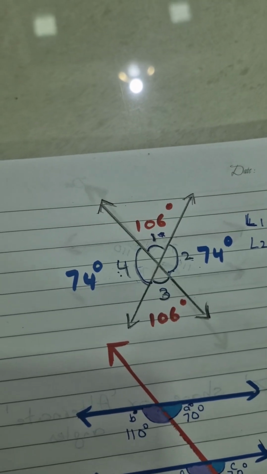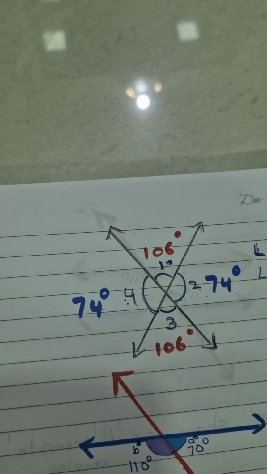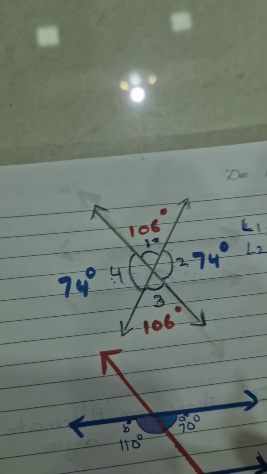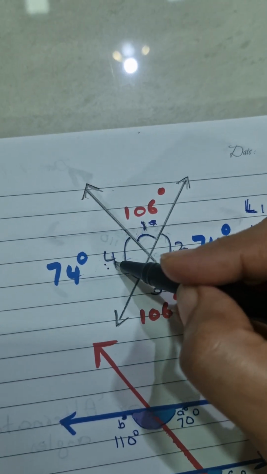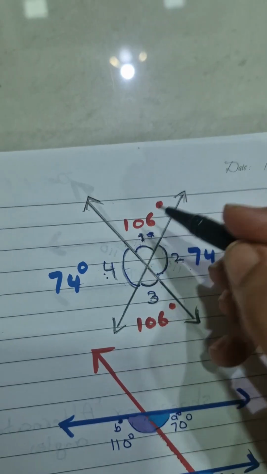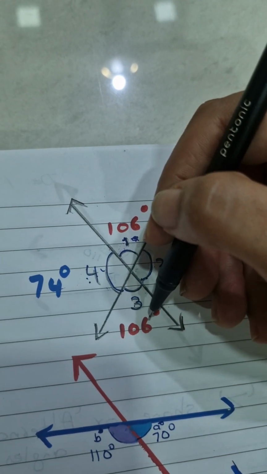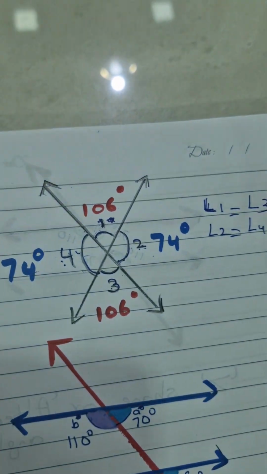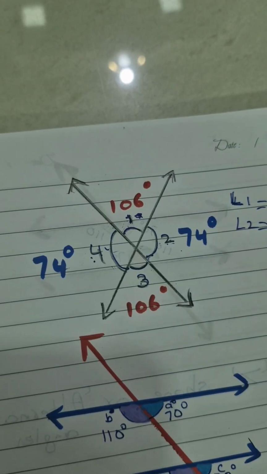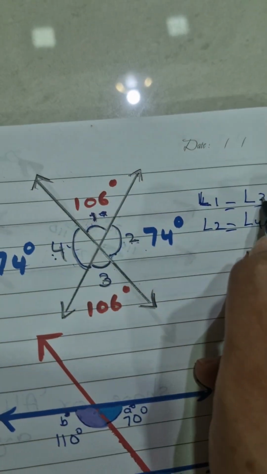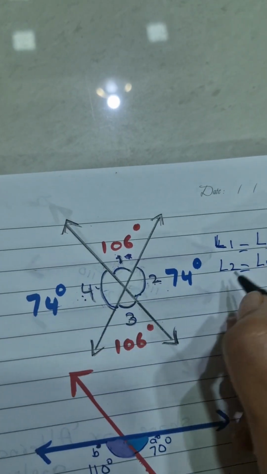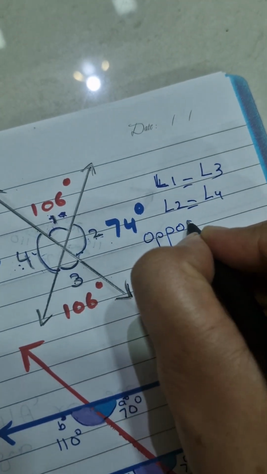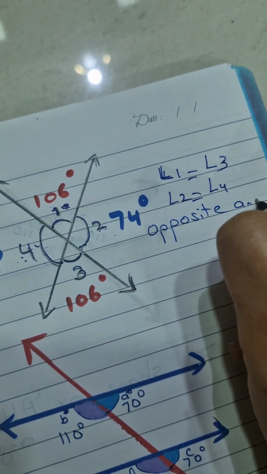Okay, supplementary angles are those angles which are equal to 180 degrees. So we can say angle 1 and angle 2 are supplementary angles, angle 1 and angle 4 are supplementary angles, angle 4 and angle 3 are also called supplementary angles because they are equal to 180 degrees. Okay, so angle 1 is equal to angle 3 and angle 2 is equal to angle 4. The reason is opposite angles.